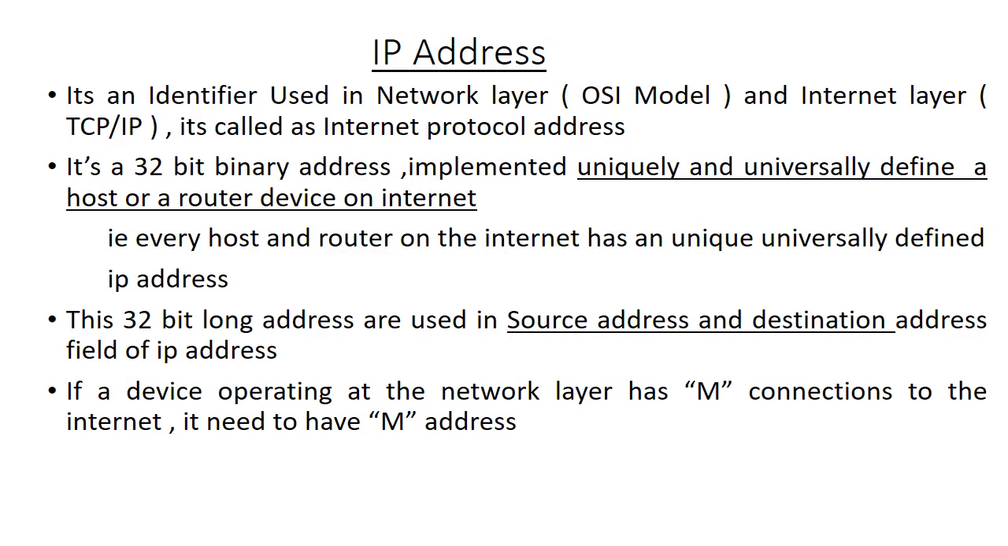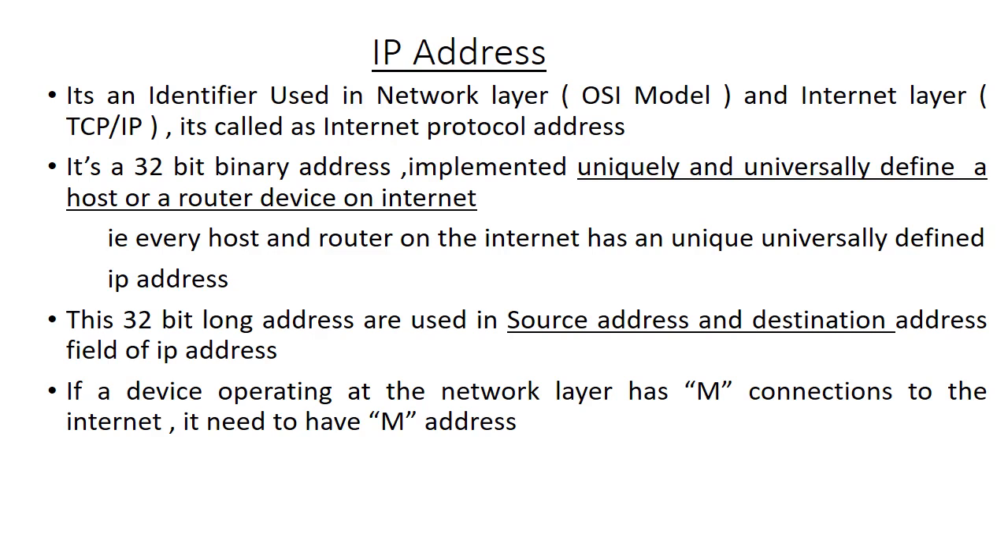Hope you remember the OSI model, the 7-layer architecture we discussed in the first module, as well as the TCP/IP model, a 5-layer architecture. In those two models, there is a common layer, the network layer or internet layer. So a device connected to the network layer or internet layer can be identified using an identifier known as the Internet Protocol address or IP address.